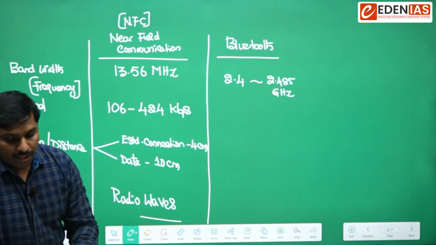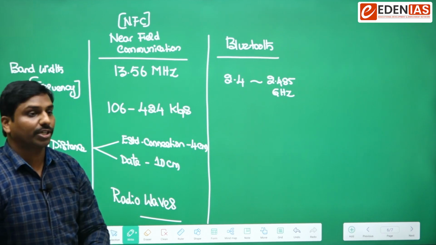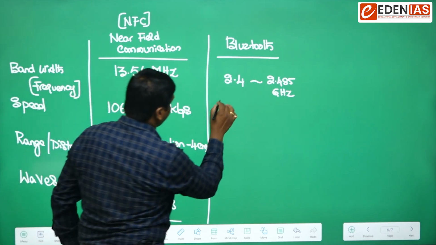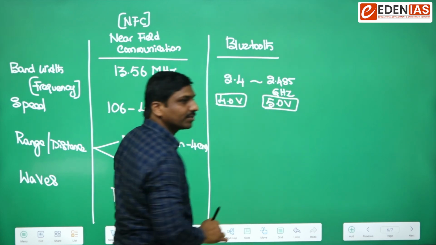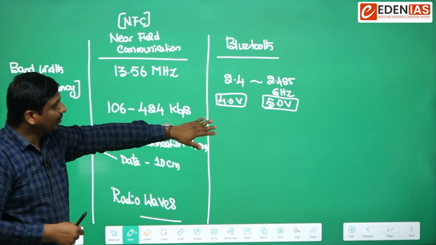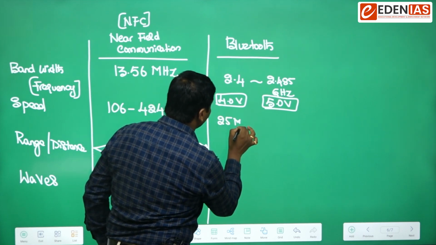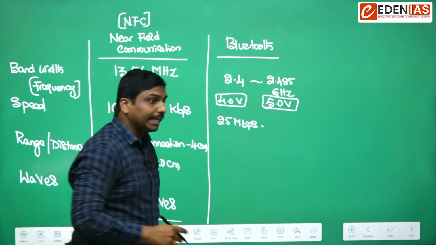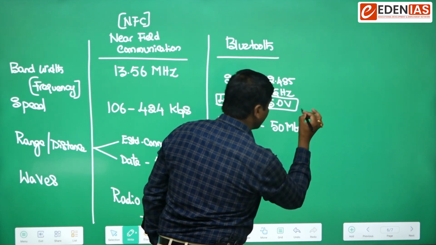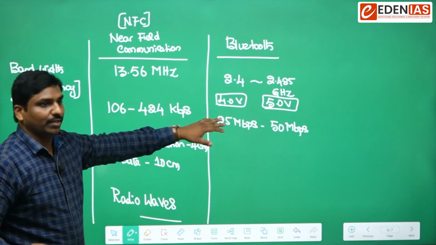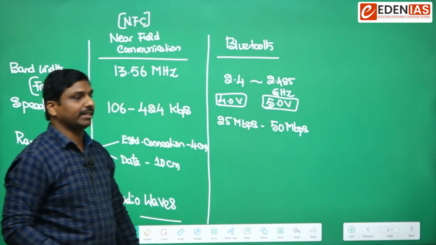When we talk about speed, we can have two versions of Bluetooth devices: Bluetooth 4.0 and Bluetooth 5.0. For the 4.0 version, the speed is usually 25 Mbps, and the 5.0 version can extend up to 50 Mbps. So that is one thing.